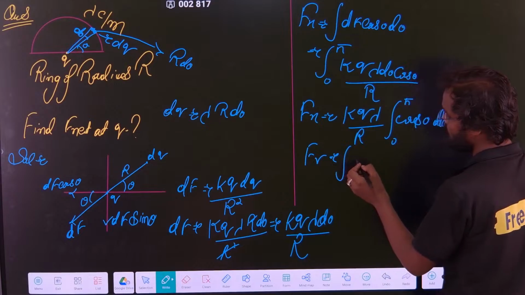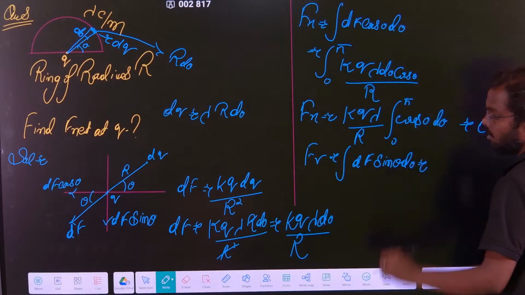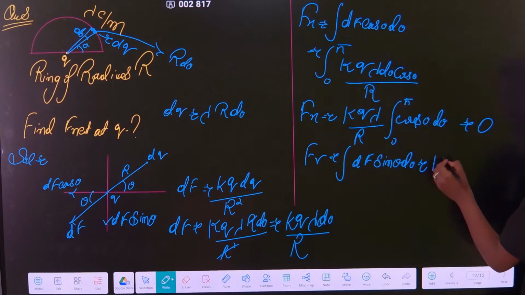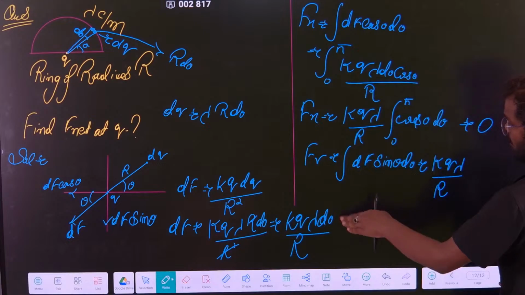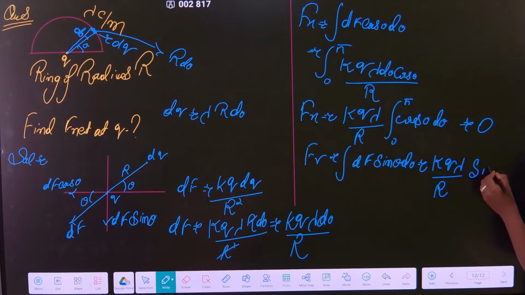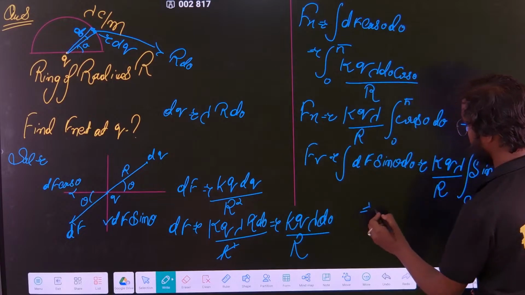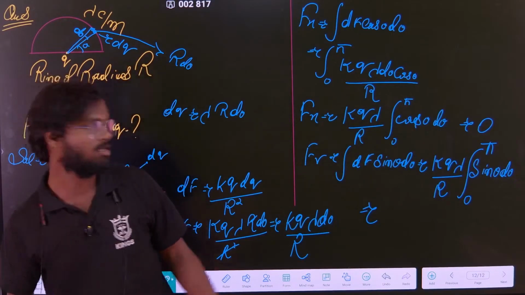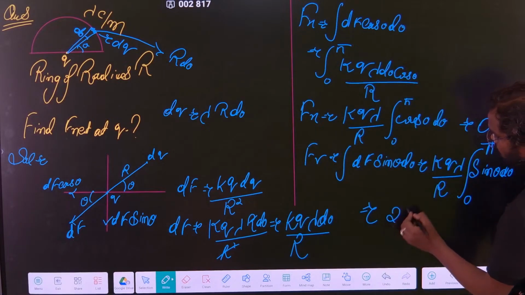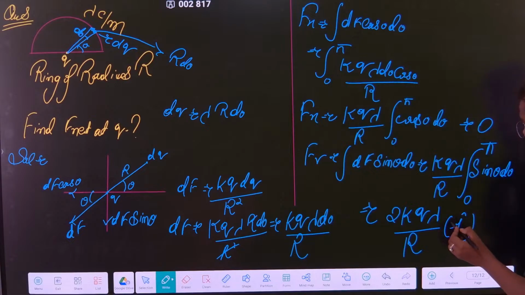So f vertical will be what? Integration of df sin theta d theta. Now what is df? df is k q lambda d theta by r. So that will be k q lambda by r into sin theta d theta, integration from 0 to pi, same limit. What is the integration of sin theta? Minus cos theta. Cos 0 is 1, cos pi is minus 1, so this will become 2. So what is the value we will get? You will get 2 k q lambda by r in minus j cap. Correct?